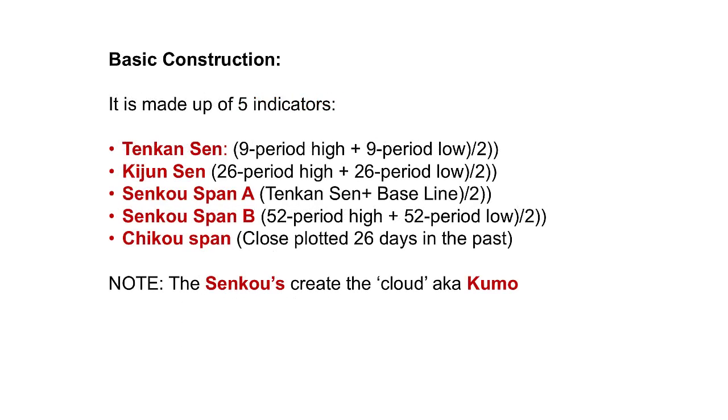It's basically made up of five indicators: the Tenkan Sen, the Kijun Sen, the Senkou Span A and B, and the Chikou Span. Note the Senkou spans create the cloud, which is also called Kumo. Now I've got the inputs for you there. Those inputs are what were first thought of as being effective, but there's nothing to stop you, especially in today's charting packages, playing around with them and finding what works best for you.